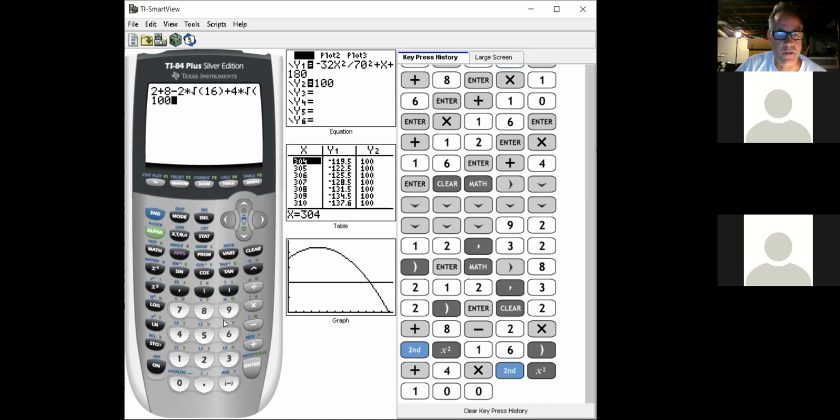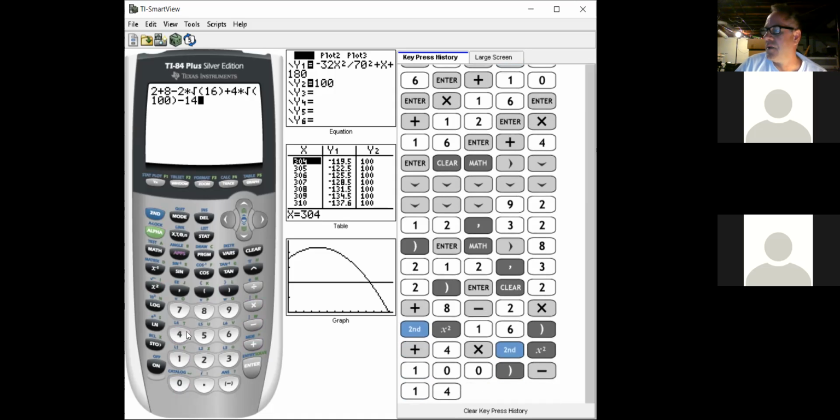100, close parenthesis, minus 14 times 2. So I just typed the whole thing out, left to right, just like we saw it. And I'm going to hit enter, and woohoo, I got 14. So lightning fast. But that TI-30XS calculator, the cheap one, it's called TI-30XS Multi-View. You can do exactly the same thing I just did.